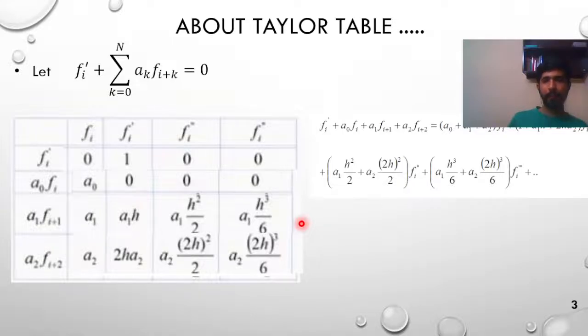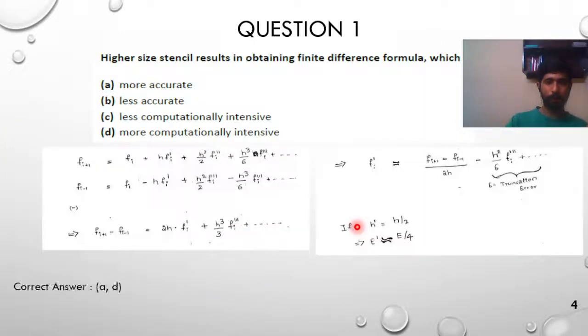Mainly when you take higher stencil size, you extend this table. For fi plus 3, here you need f raised to 4, assume that you will have f raised to 4. Then you have h raised to 4 terms also. So in the truncation error, that will be counted. Here only h raised to 3 will be counted, whereas there h raised to 4 will be counted. So which means that the order of accuracy is improving. So that is the basic meaning of the question. I hope this is clear why A and D should be the correct answer. The analysis which I have done here is incorrect.